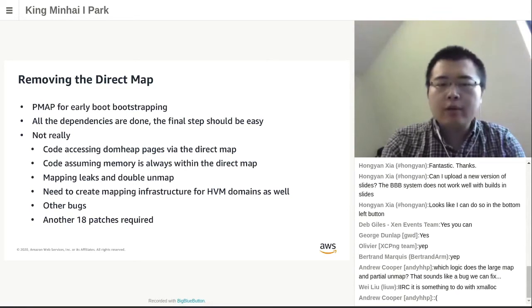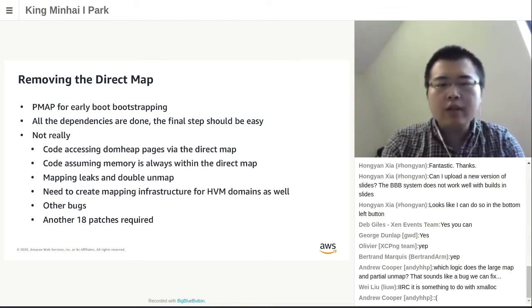For example, there is code which accesses the Xen heap pages via the direct map. And even if you access the pages via the direct map, like I said earlier, the direct map does not necessarily cover the entire physical memory. Especially for PV, the PV address map only covers part of the direct map. So it could very well be that when you try to use the direct map window, it simply will crash, or you will have some strange bugs.